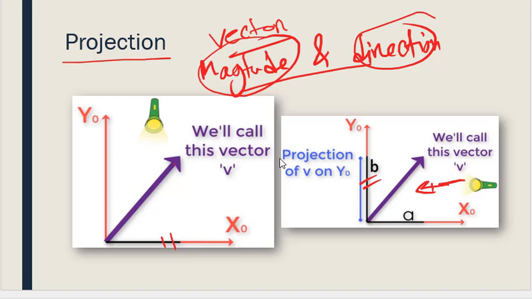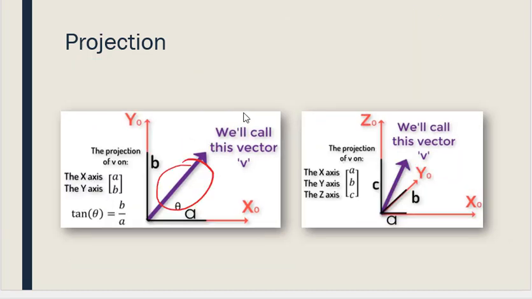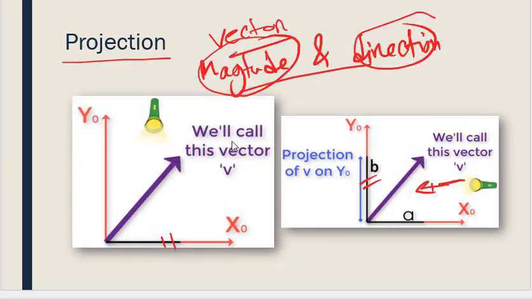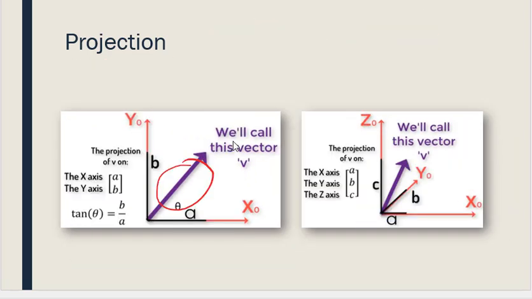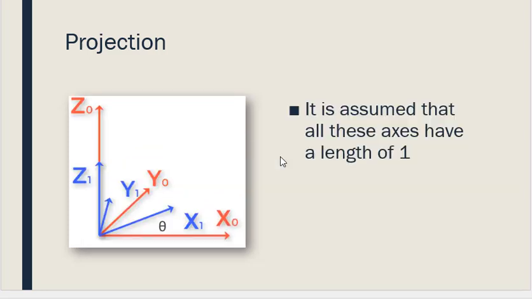Next, the projection here is the same. Actually, we can denote it by tan theta, and with both, the projection will be this one, and we know this same calculation. It is assumed that all these axes have the length a or n. Ideally, we are considering that.